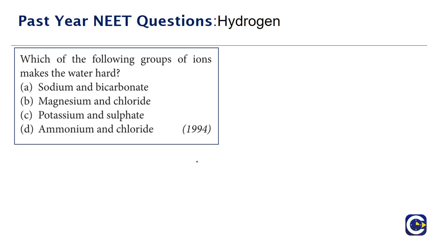Moving on to the next question. This is a question that has come in 1994. Which of the following groups of ions makes water hard? Now, as we have already seen, the hardness of water will be because of calcium and magnesium ions. If you have bicarbonates, then that will be the temporary hardness. If you have chlorides and sulfates, then that will be the permanent hardness.